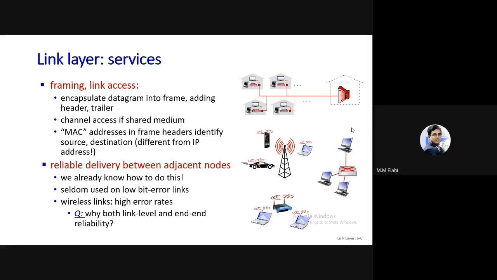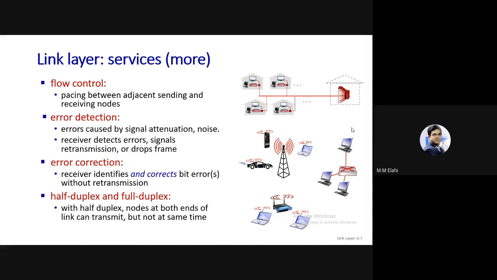But the data link layer can provide reliability in a particular link, but the scope is between adjacent nodes. So if you say reliability between end system to end system, that is the transport layer. If you say reliability between the adjacent nodes, so two nodes on two sides of a particular link, then that is the data link layer. So the data link layer can also provide reliability.